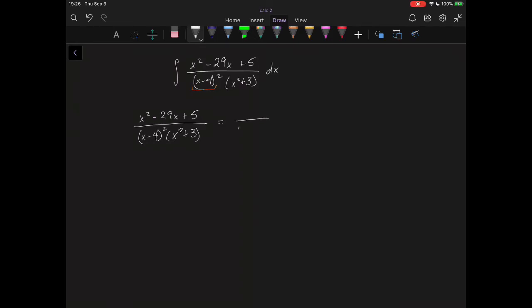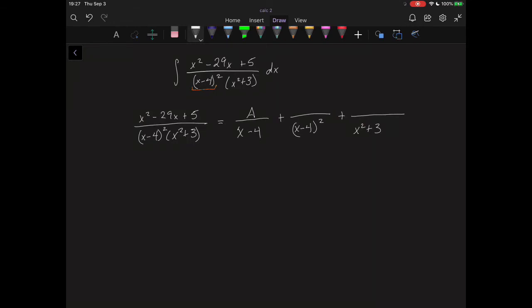And remember, we have a linear term that is squared. So we write it first, and then we add x minus 4 squared. And if it were x minus 4 cubed, we'd write another term with x minus 4 cubed. So we're just writing the denominator of the fractions with each of the factors.